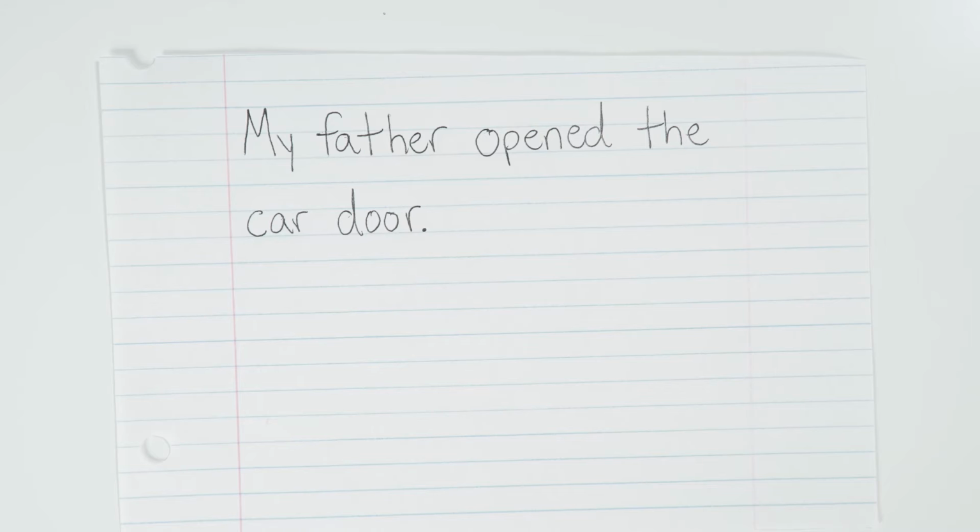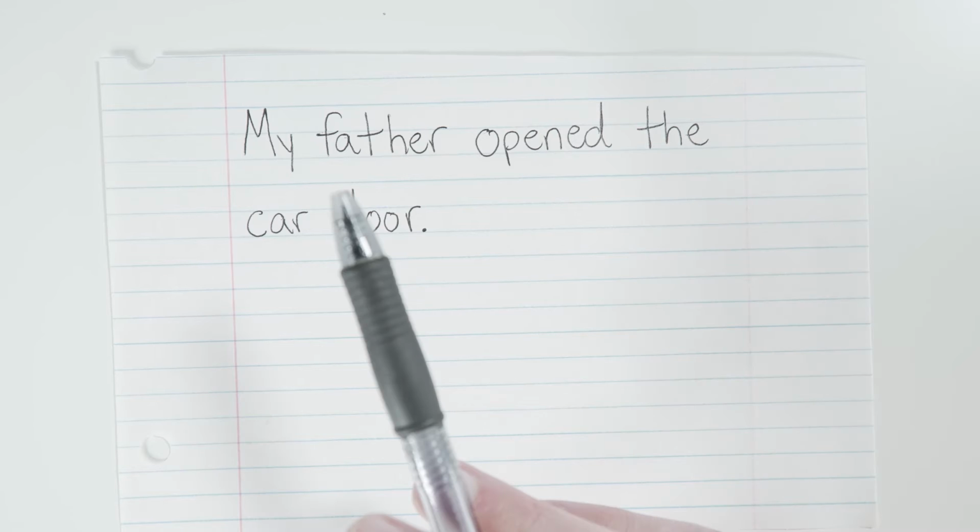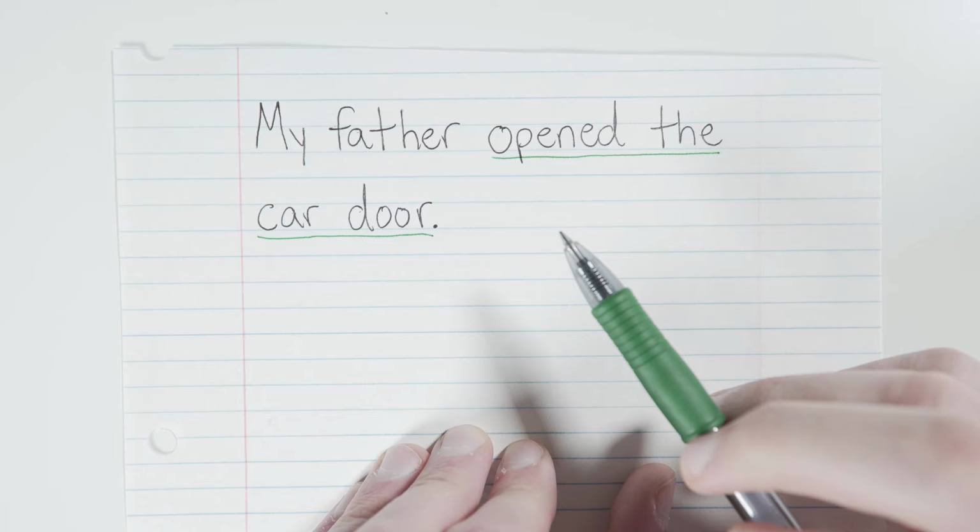So the complete subject, which you should know, is my father. And the complete predicate would be the rest of the sentence, the part that tells what my subject, my father, actually did, the action he took or the condition that he is in. So again, that would be this, opened the car door. That is my complete predicate.